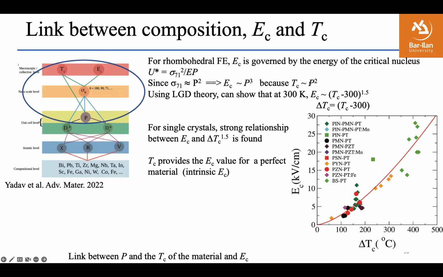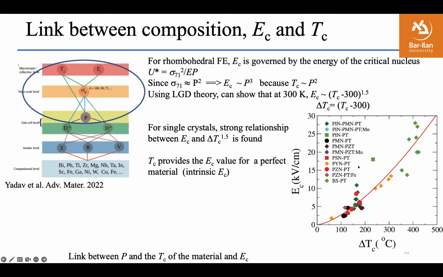So here we plot a whole bunch of different single crystals, and we need to use single crystals because that gives us more of an intrinsic coercive field that ignores the effects of grain boundaries and things like that. And we can see that it's a very good fit to this relationship. So this is the line for delta TC to the power 1.5.